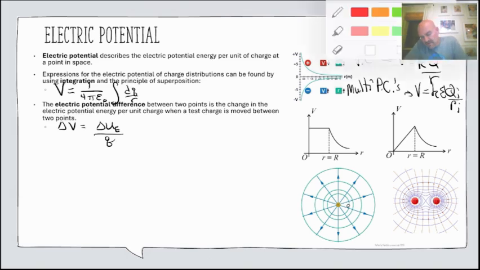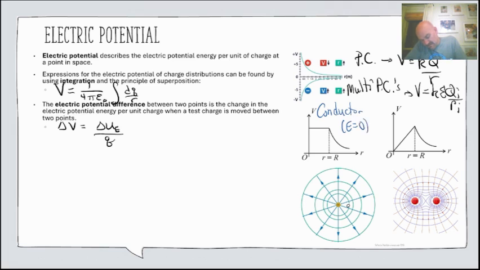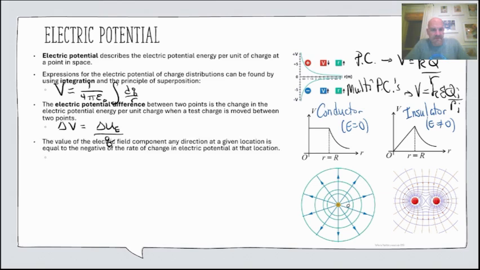Now, if we look at these graphs again, these are conductors versus insulators. The one on the left is a conductor, because E equals 0. And the one on the right is an insulator, because E does not equal 0. The reason why they look like this when you go from electric field to potential is that there is an equation that relates them: the derivative of V gives the electric field. So the value for the electric field component in any direction is the negative of the rate of change in electric potential at that location.